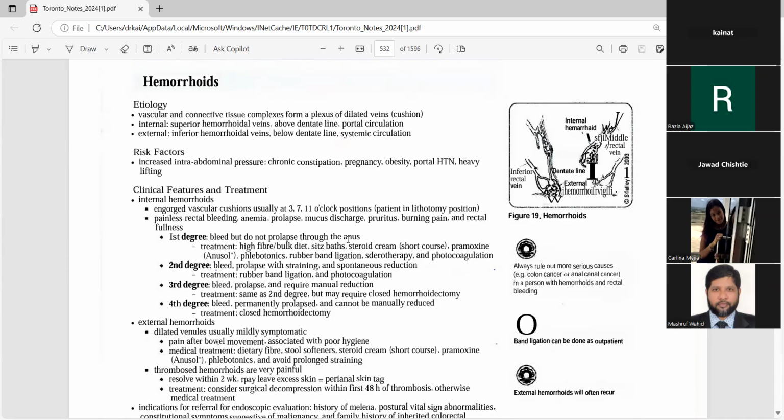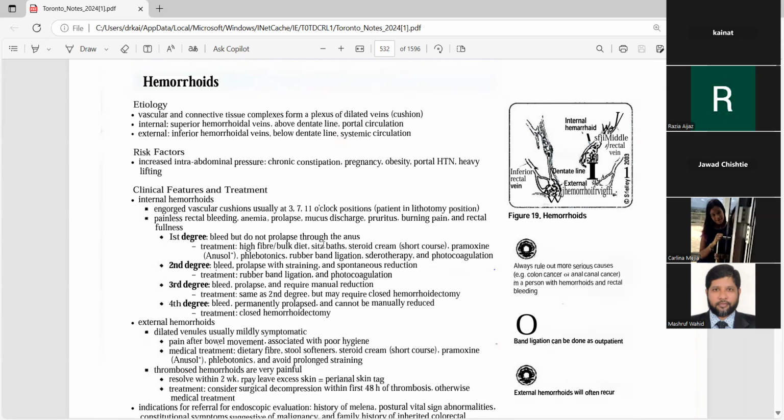Hemorrhoids are mainly a case of family medicine, but can present in emergency as well, like a patient who is having bleeding that is not stopping and all that. So in this case it's mainly dealt with in family medicine, not in emergency. Even if they go to emergency, they usually discharge them and ask them to follow up with family medicine.